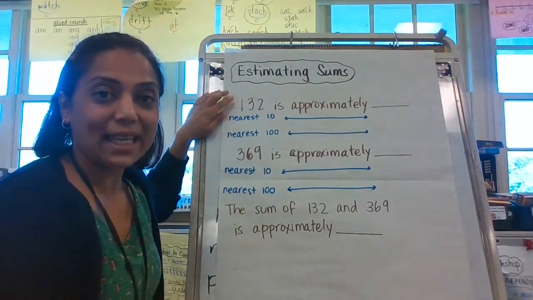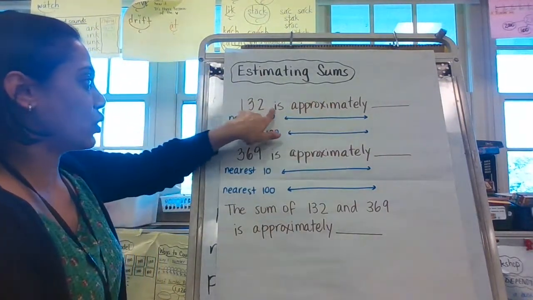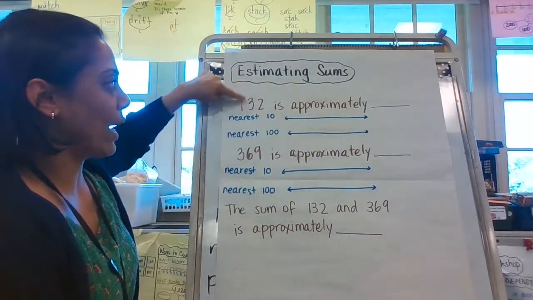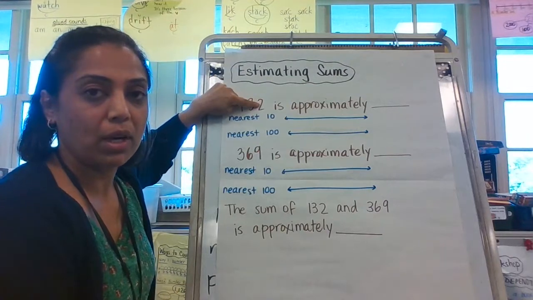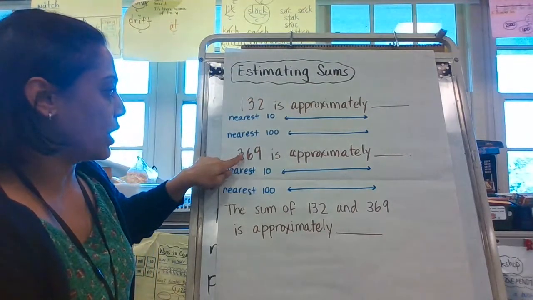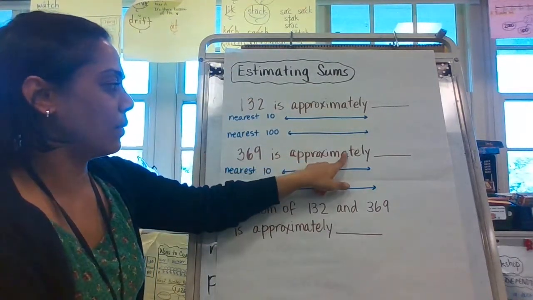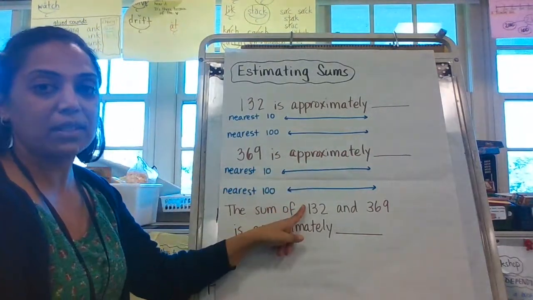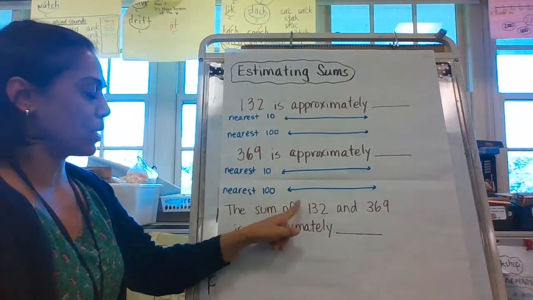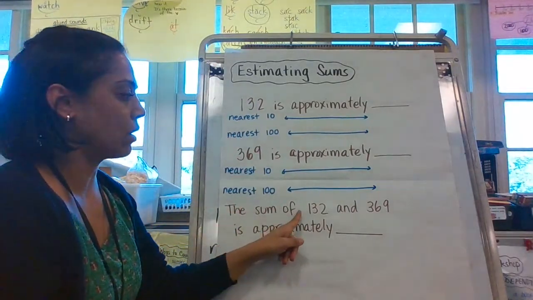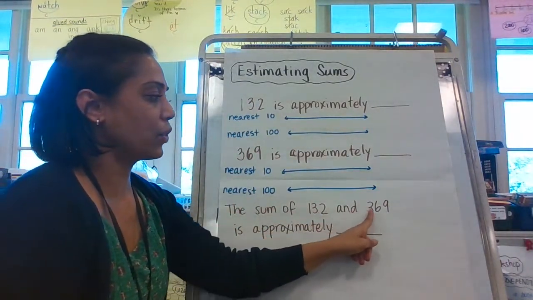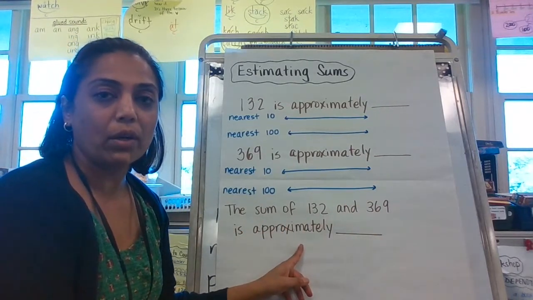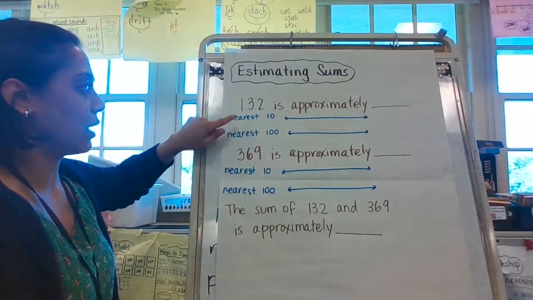So if you have a question like this where it says 132 is approximately, this is telling us that we need to round this number 132. Same thing with this one. 369 is approximately. Think about rounding and how we might round. And then we're going to find the sum of these two numbers. And so the question here is the sum of 132 and 369 is approximately. So let's take a look at what we do. What are the steps that we need to take?